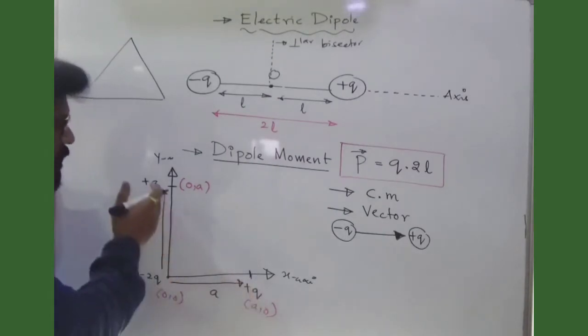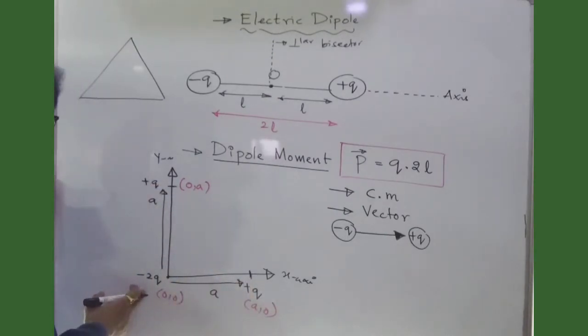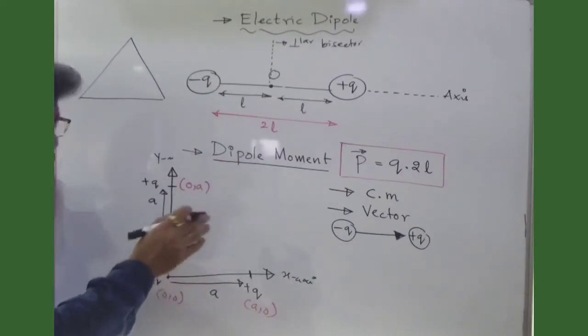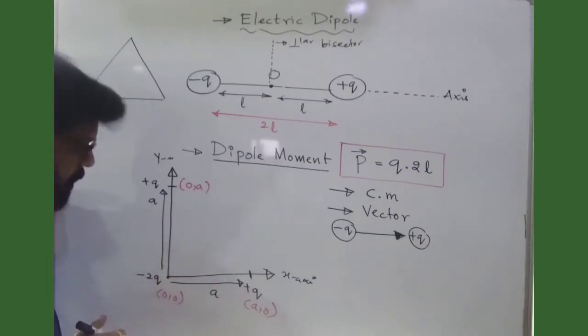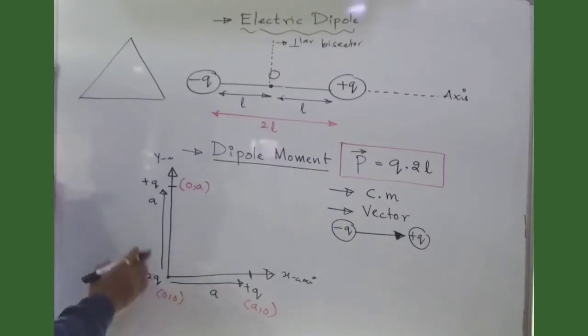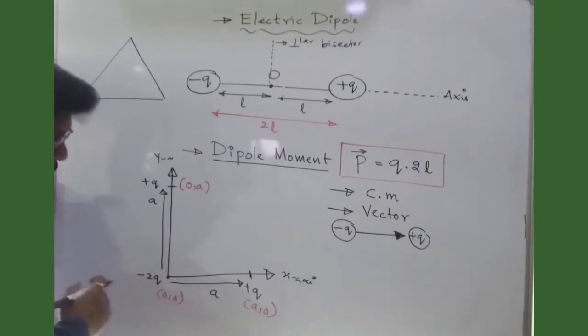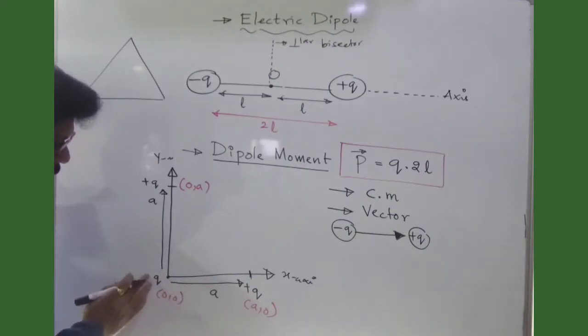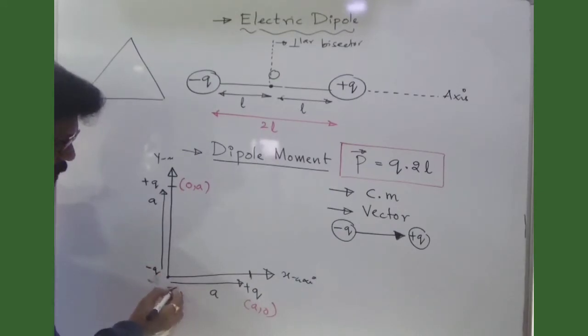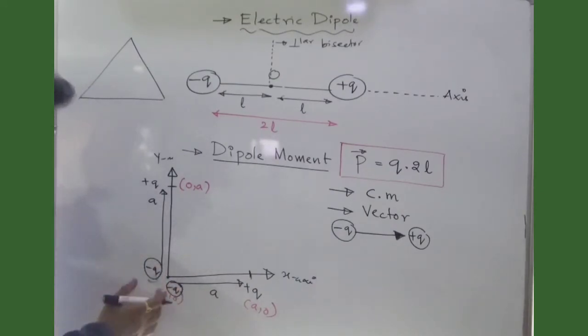So one charge plus q, here plus q, here minus 2q is there. It is asking us to calculate the dipole moments. If you wish to calculate the net dipole moment, how to calculate it? Now what I'll do is split this minus 2q into two parts, minus q and minus q. Minus q and minus q, total is minus 2q.